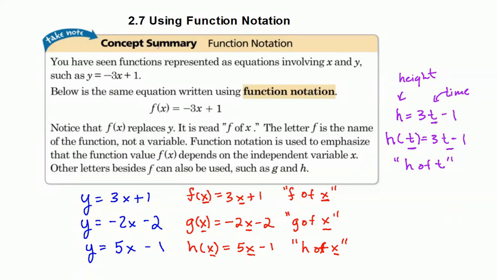So on the function notation concept summary, they replace the y with f of x. It reads as f of x. The f is the name of the function. So we use it so that we don't have to use the same letter, y, over and over and over again. I can have many functions, and if I name them individually with different letters, then it's a lot easier to understand. And that's the reason we use function notation.